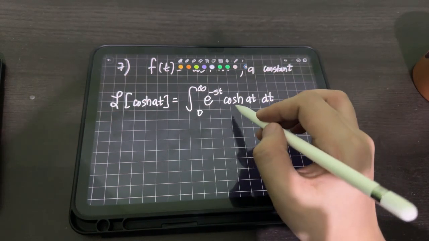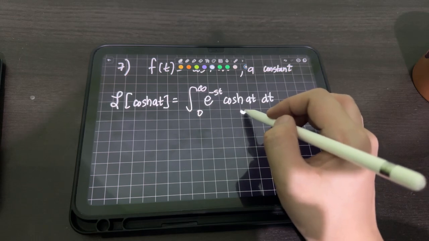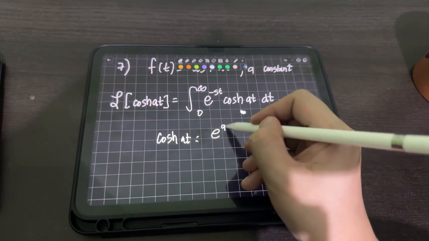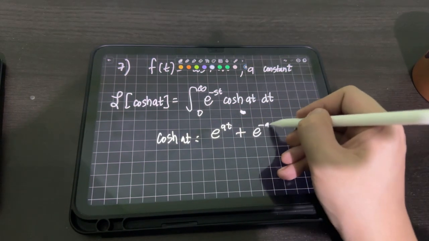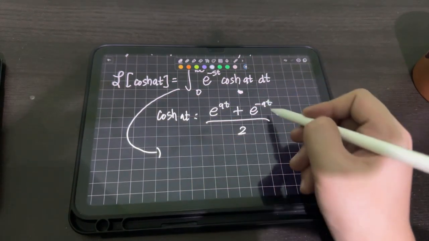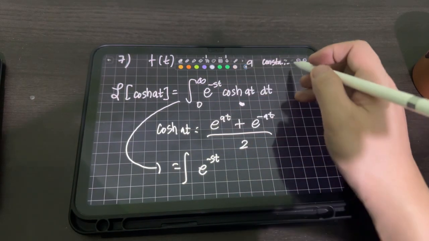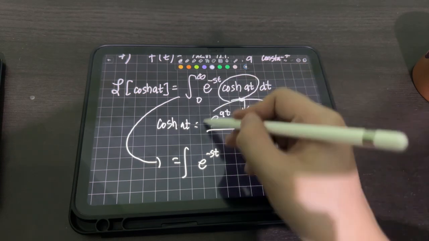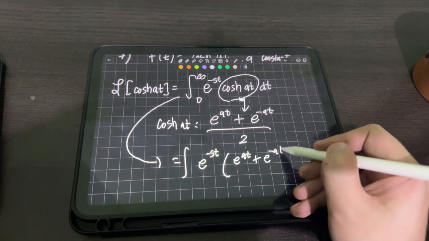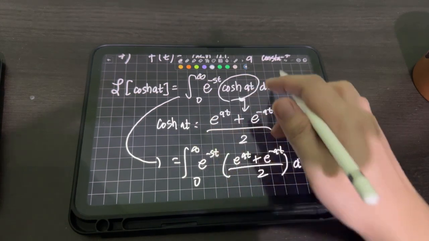Again, just like on the sinh at, we also have a definition of cosh at in terms of Euler's number. This time, cosh at is equal to e to the at plus e to the negative at over 2. So substitute this value of cosh at in terms of Euler's number in our integral. We'll have the integral of e to the negative st times cosh at, which is this expression, e to the at plus e to the negative at over 2, dt from 0 to infinity.